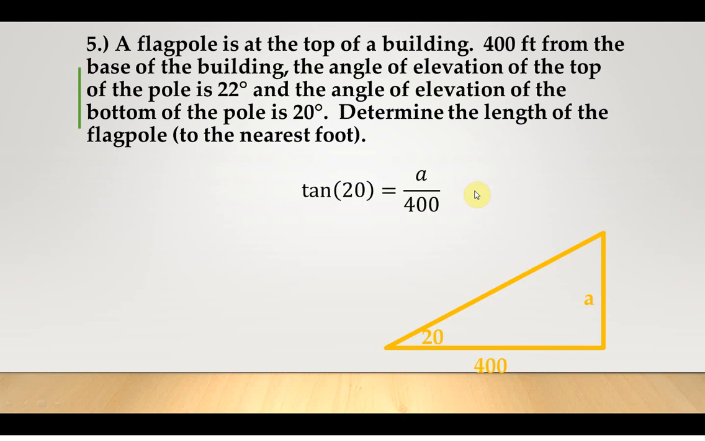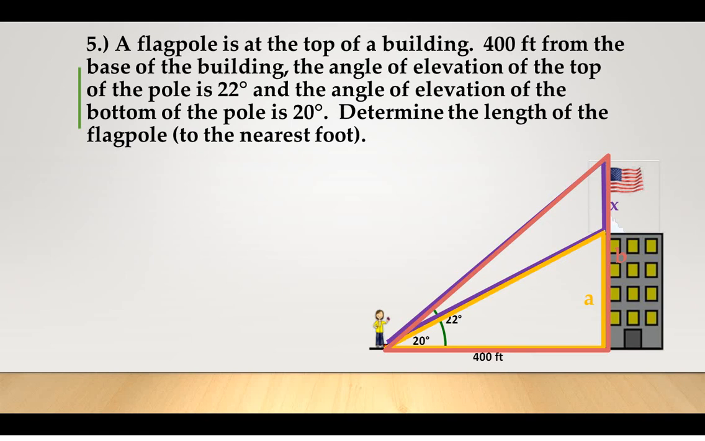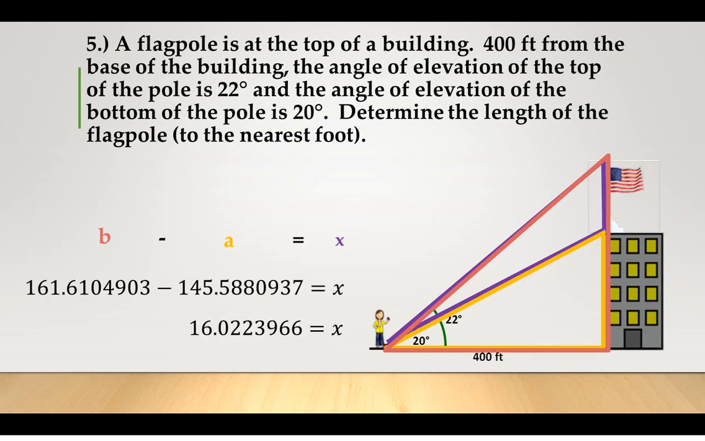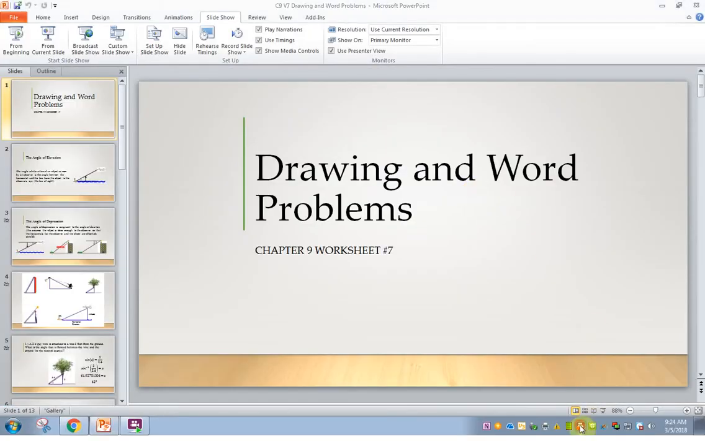Okay. Over here, like I just said, it's the exact same setup, but with 20 instead of 22. Cross multiply, solve. Do not round until the end. So if we go back to that original picture, remember, if I have b minus a, that's going to get me x. So now I'm going to substitute those values that I solved for, and I'll pop 16.0223966. Now I can round. Now I'm at the end. I have the length of the flagpole. So that's about 16 feet. Please, please, please do not round until the end. That is it. Have a great day, and I will see you in class.